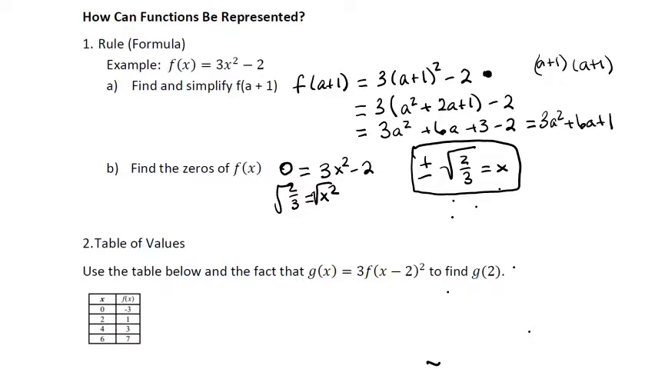Second question here presents the function in a different way using a table of values. It asks us to use the table below and the fact that g of x is related to f of x to find g of 2. So this is kind of a combination of reading a table and a function rule. So the first thing I'm going to do is substitute in 2 in place of x in both the label and the definition for g, f of 2 minus 2 squared.